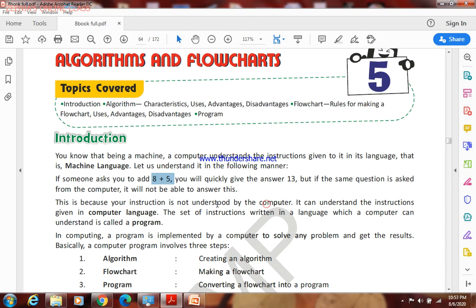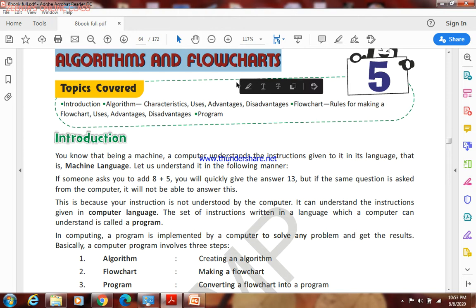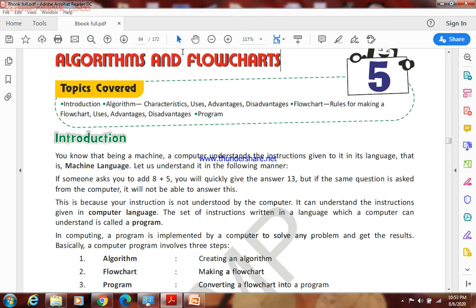Welcome to computer class. In this video you will be watching the explanation of this chapter, that is algorithms and flowchart. This is one of the simplest chapters in your ICSE board 8th syllabus. So what is this chapter all about? What are algorithms, what are flowcharts? We'll be covering the theoretical explanation from the book only.